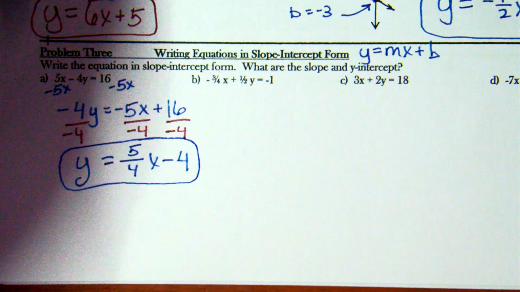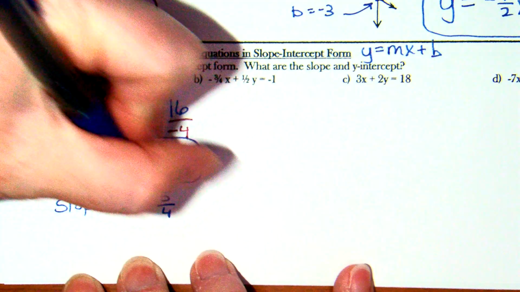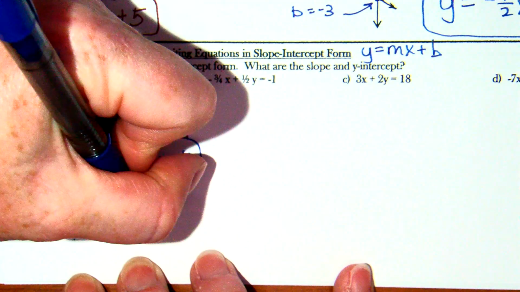It asks us to identify the slope and y-intercept. What is the slope? Five-fourths. Nothing fancy there. What is the y-intercept? Y-intercept is? Negative 4. Make sure you say negative.